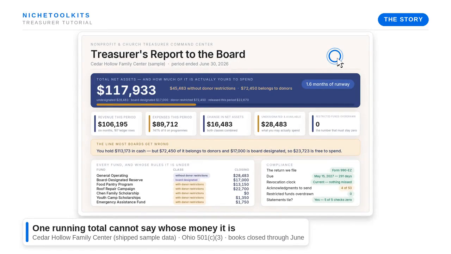A checkbook balance answers exactly one question: how much is in there? It cannot answer the only question your board and your donors will ask: how much of it is ours to spend? Meet the sample file that ships inside.